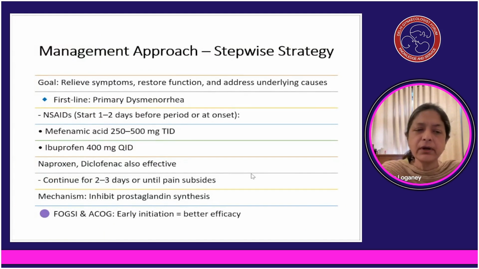So going to the management, I'll just run through this because ma'am has already said. What is the goal? To relieve symptoms, restore function, and address the underlying causes. The first line for primary dysmenorrhea is the non-steroidal anti-inflammatory drugs. Mefenamic acid is given at a lower dose as compared to endometriosis patients, 250 to 500 milligram thrice a day. Ibuprofen, naproxen, and diclofenac are also effective. The medicine should be started just at the onset of periods or 1 or 2 days before and continued for 2 to 3 days or until pain subsides.